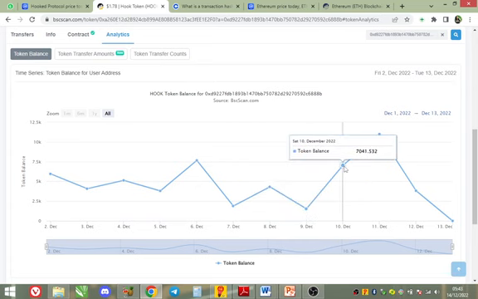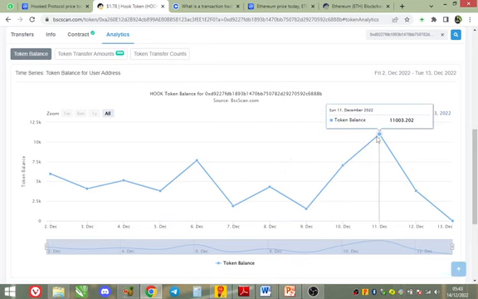Now, he actually bought small, 7,041, which is 7,041 hook token that he bought. He bought another hook. He bought more, making his address, making his wallet, to have 11,000 worth of hook token.